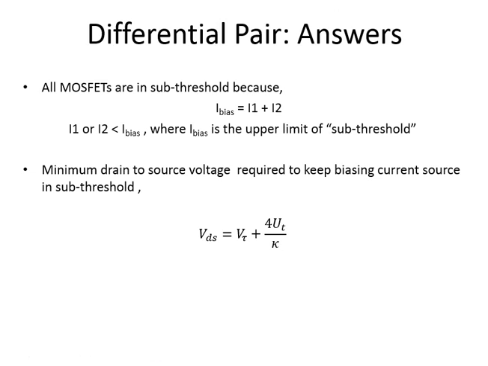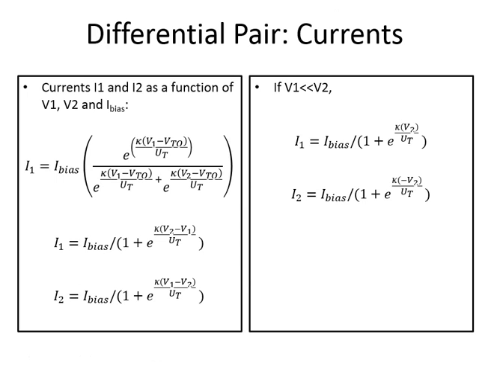So all the MOSFETs are in subthreshold if the bias transistor is in subthreshold. The minimum drain to source voltage required to keep the current source in subthreshold is VDS, which is supposed to be between 4UT and VT. These are the derivations of the currents for the differential pair.